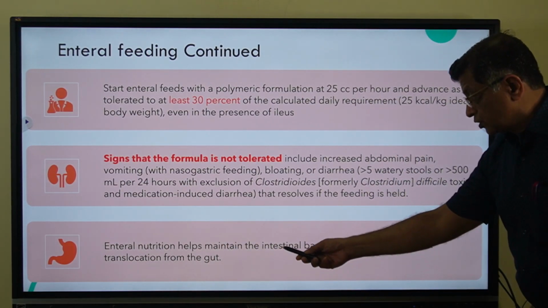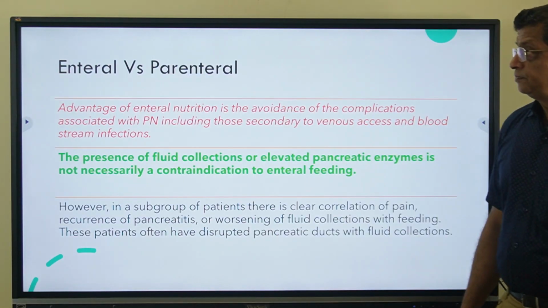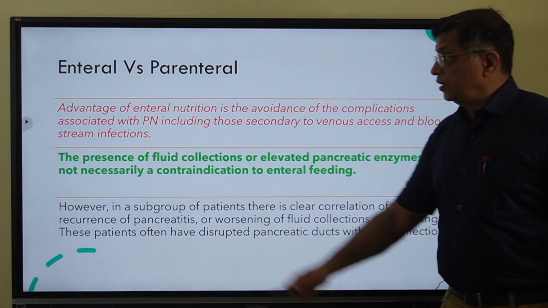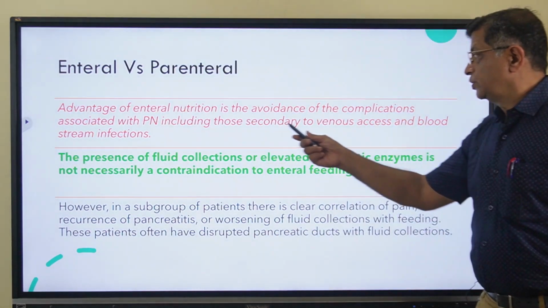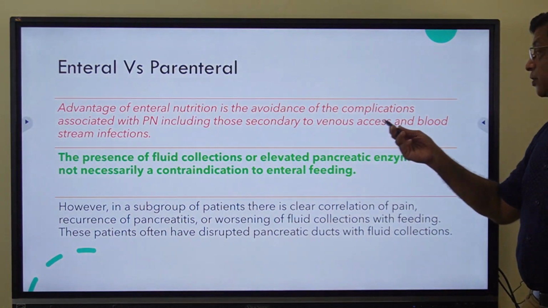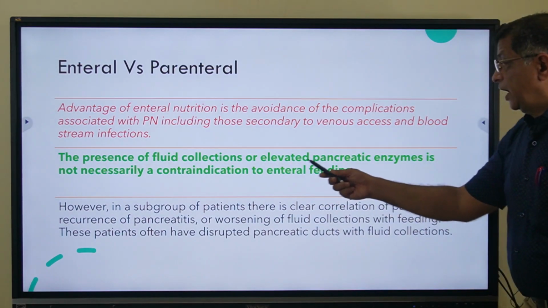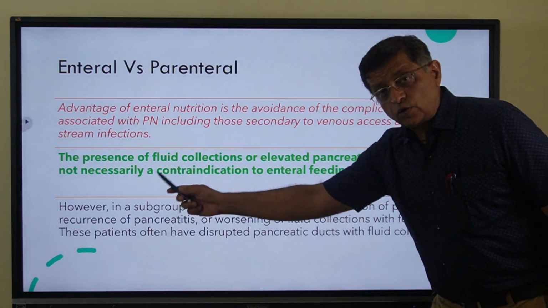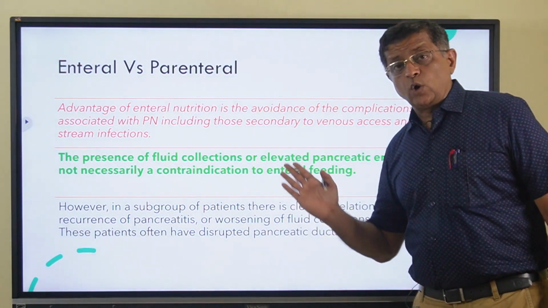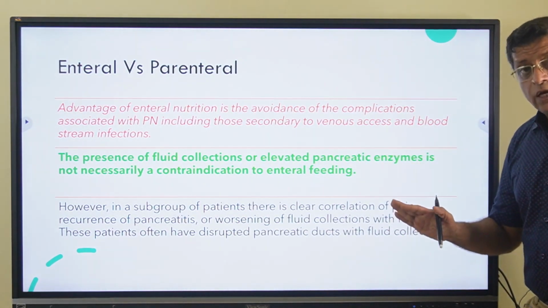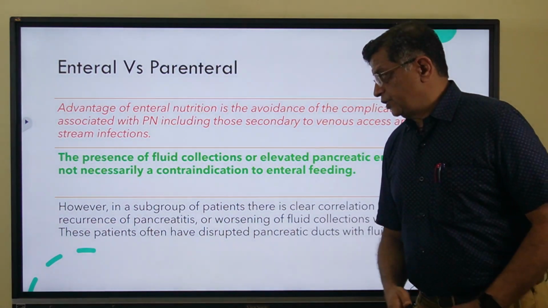Enteral nutrition is preferred because it maintains intestinal barrier and prevents bacterial translocation from the gut. Another advantage of enteral nutrition is avoidance of complications associated with parenteral nutrition, including those secondary to the venous access that is required, and bloodstream infections. The presence of fluid collection and elevated pancreatic enzymes is not necessarily a contraindication for enteral feeds. Even if you see fluid collections in the CT scan or the amylase and lipase have not normalized, if the patient is clinically better and stable, you can still give a try of enteral feeds.